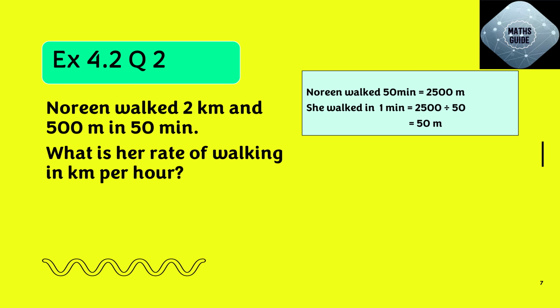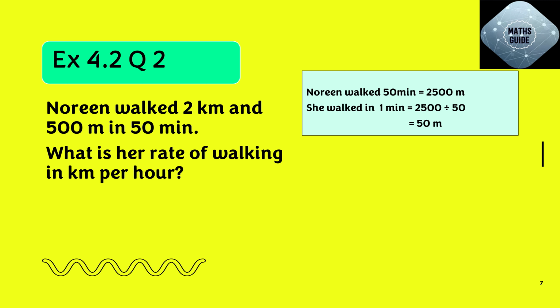This is exercise 4.2 question number 2. Noreen walked 2 kilometers and 500 meters in 50 minutes. What is her rate of walking in kilometers per hour? Now we have to convert this information from meters to kilometers and we have to find out the rate of walking per hour, so we will divide.